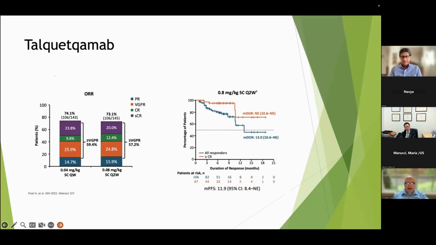Now, while teclistamab and elranatamab bind to BCMA, talquetamab binds to a different protein on the surface of the cancer cells called GPRC5D. This bispecific is also approved as of August, I believe. And it was approved in 2 different schedules that we can choose from. One is with weekly administration, the other one with every other week administration. And they both produce very similar high rates of responses, and responses that, again, can be quite durable. Next.